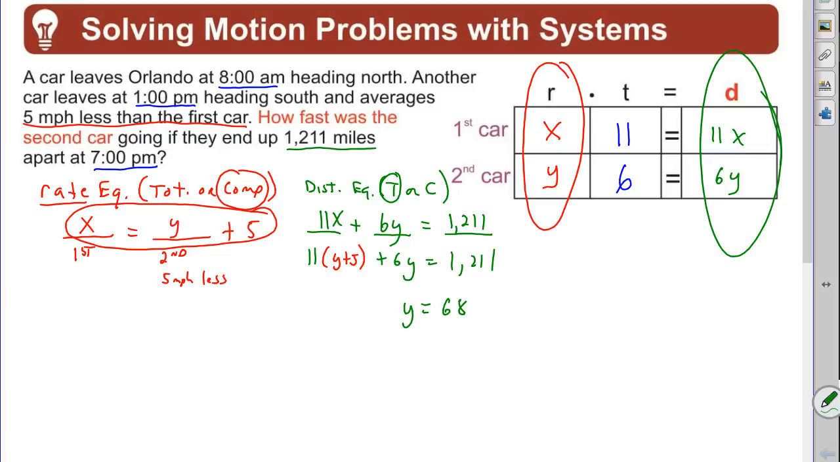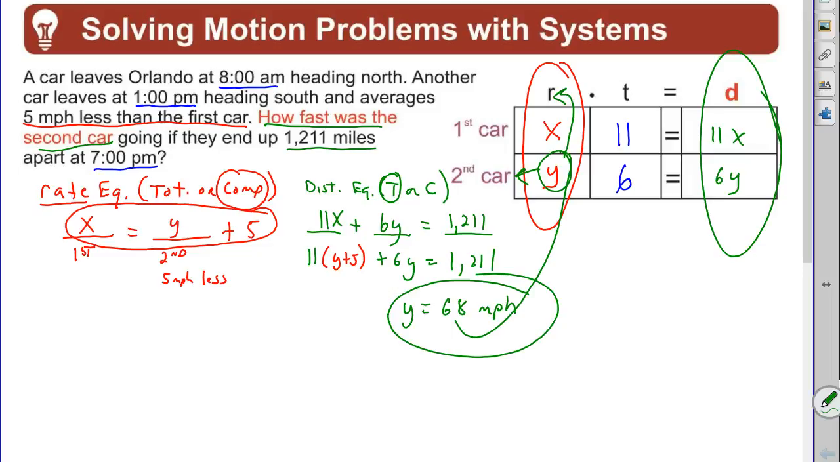Now, what in the world does this mean? y equals 68. Go to your chart. There's my y. It's the rate of what? The second car. Oh, the second car is going 68 miles an hour. What did the question want to know? How fast was the second car going? Oh, I'm done. 68 miles an hour. All right, quick review, solving motion problems.